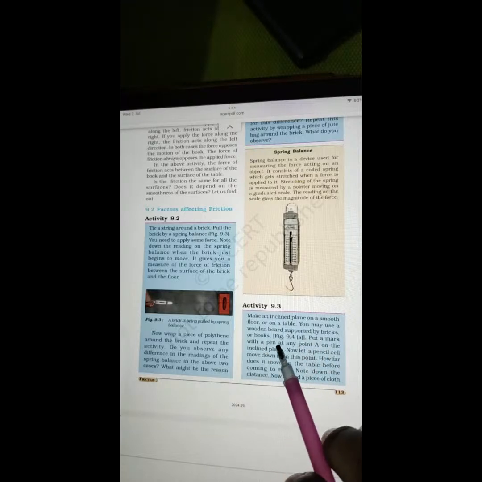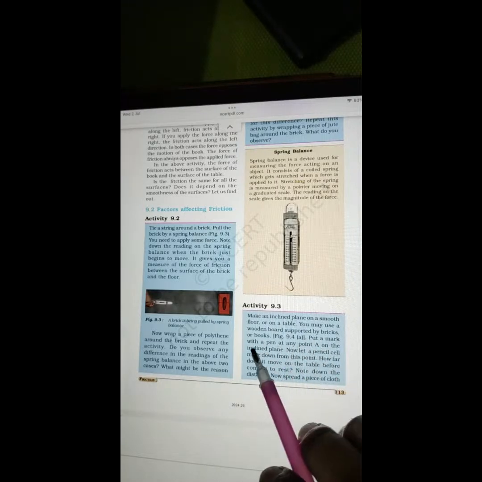Activity 9.3. Make an inclined plane on a smooth floor or on a table. You may use a wooden board supported by bricks or books. Put a mark with a pen at any point A on the inclined plane. Now let a pencil cell move down from this point. How far does it move on the table before coming to rest?